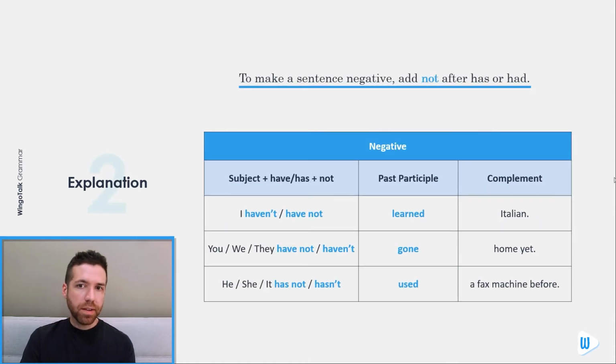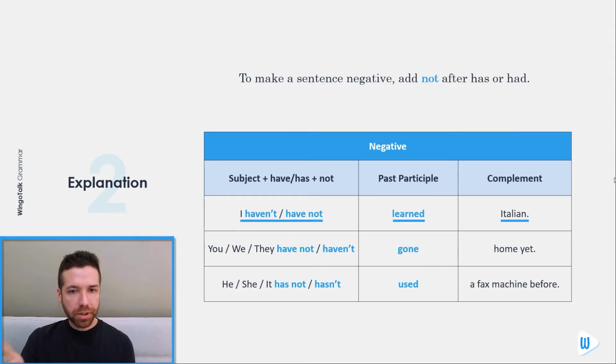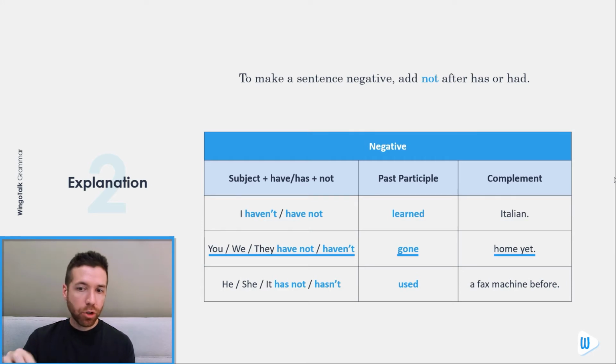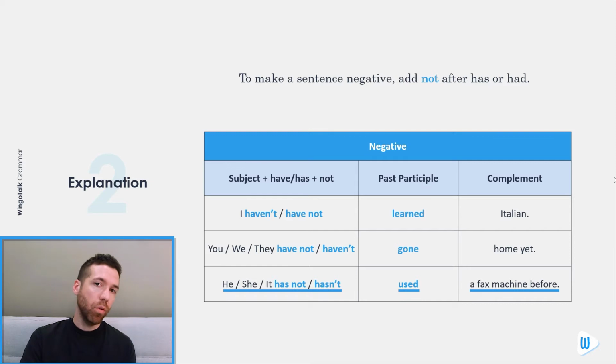To make a sentence negative, add not after has or had. I haven't learned Italian. They haven't gone home yet. She hasn't used a fax machine before.